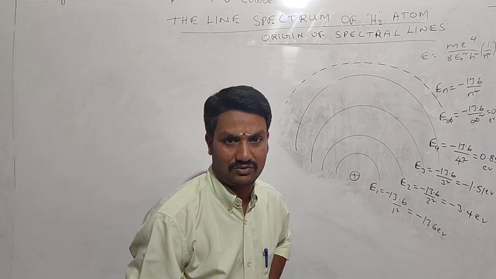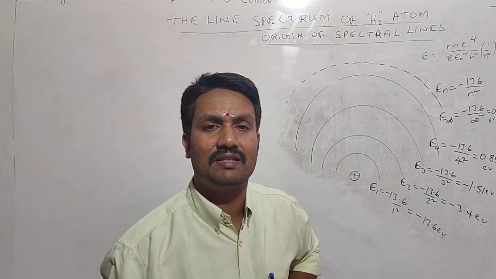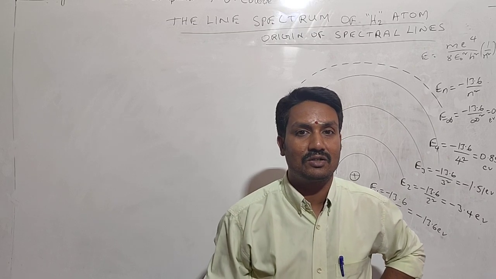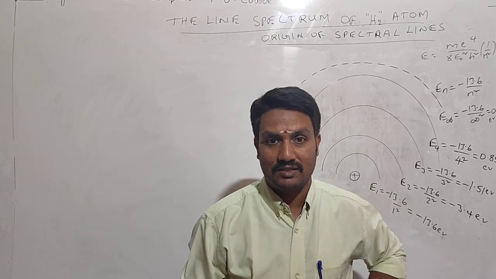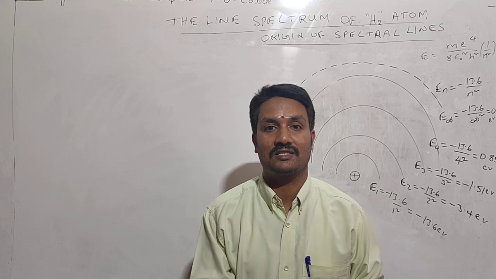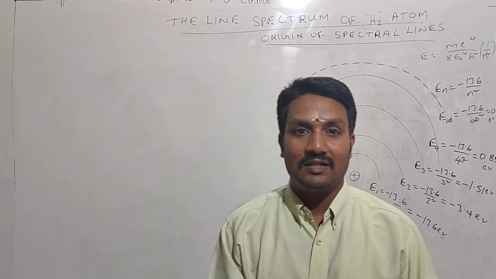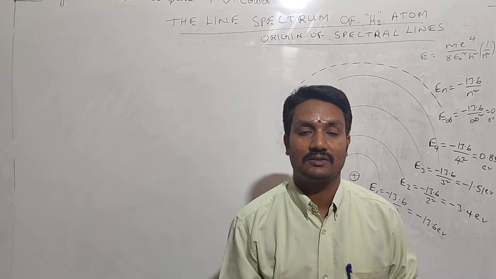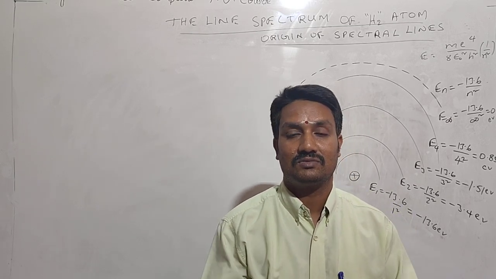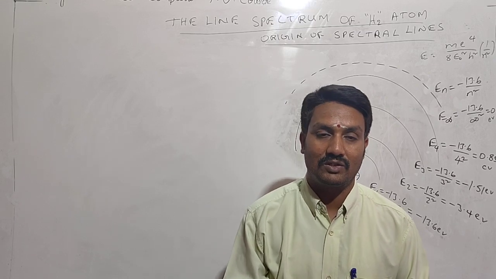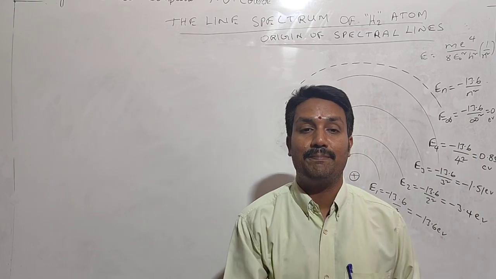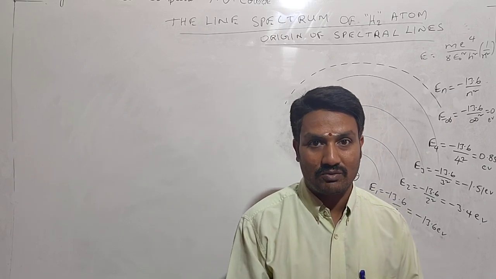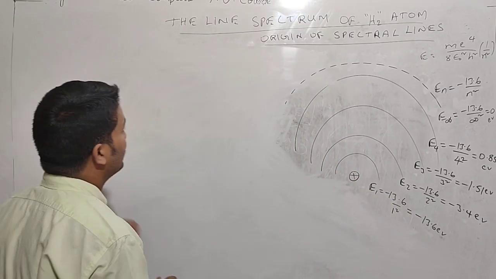Origin of the spectral lines means how we determine the wavelength values with this. Balmer already gave the empirical formula: 1 by lambda is equal to R into 1 by n1 square minus 1 by n2 square. That only we followed in the previous class. We determined the different wavelengths in the spectrum. Now Balmer has given the formula, so we are discussing the comparison of the empirical formula of Balmer with that of Bohr.